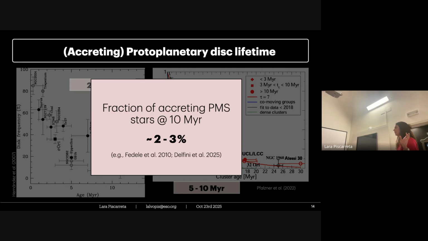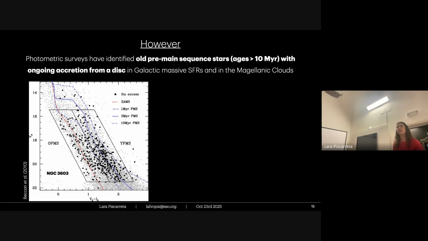And this is exactly where my work comes in, because it seems that several photometric surveys have identified old pre-main sequence stars. Old here, I'm referring to older than 10 megayears, that are still undergoing accretion from the disk. And this has been seen both in galactic massive star-forming regions.